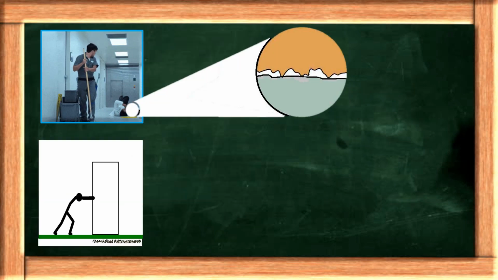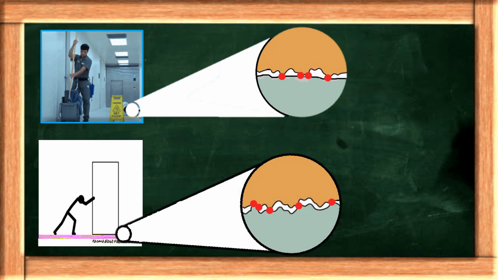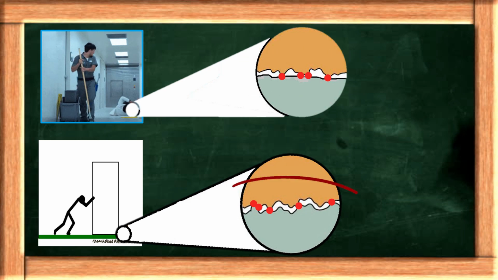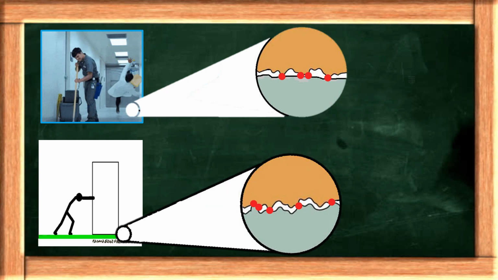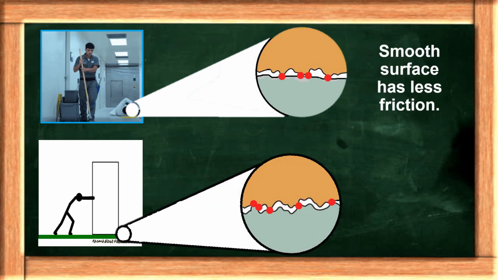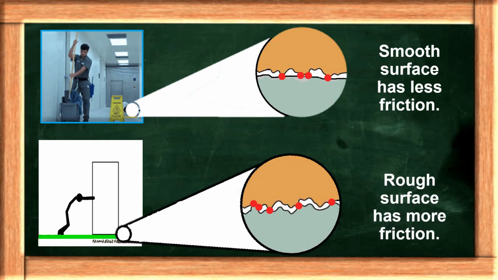At a closer look, the surface of a wet floor has smaller microscopic tiny bumps and hollows, making its interlock lesser compared to the rough surface, which has deeper valleys and large hills. Thus, we can say that smooth surface has less friction, while rough surface has more friction.